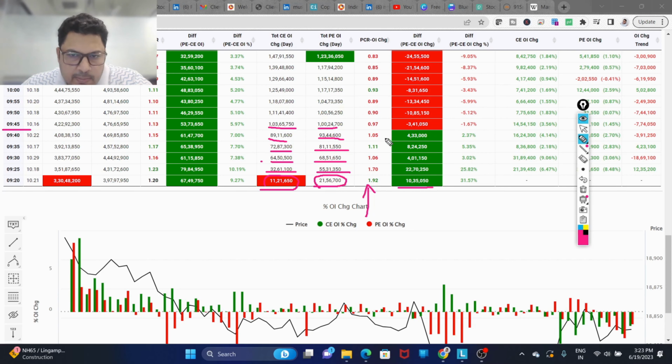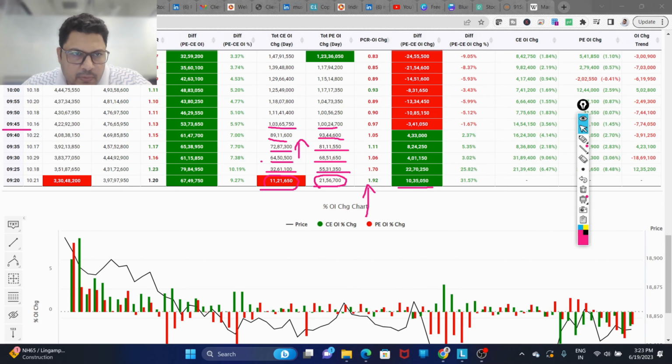At 9:45, there is a complete shift in trend, where we can see that the speed at which the put was increasing was lesser than what was increasing on the call side. So the call side was jumping faster in terms of OI change. So what happened next? Let's look at this on the chart.